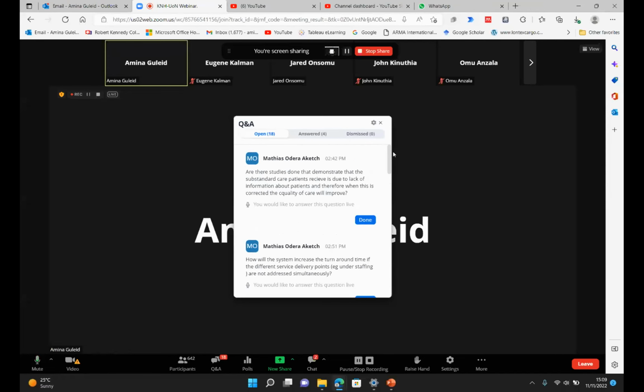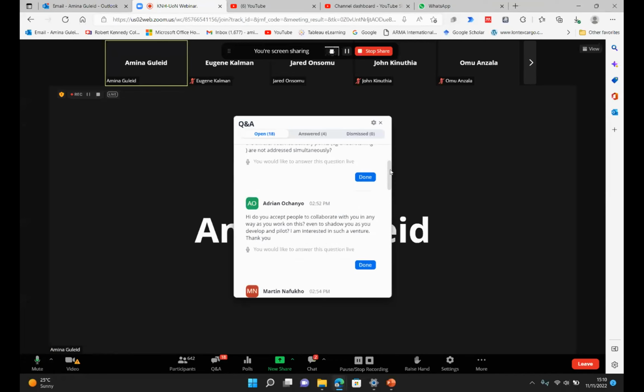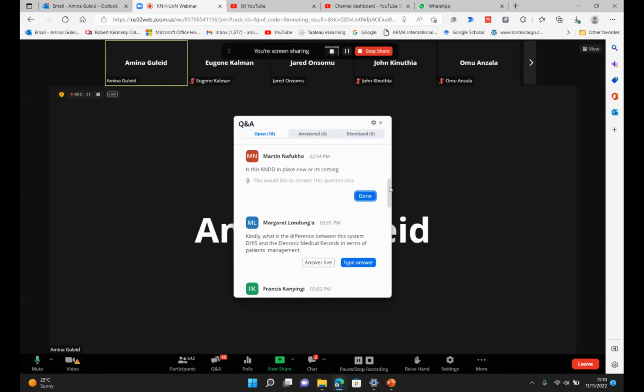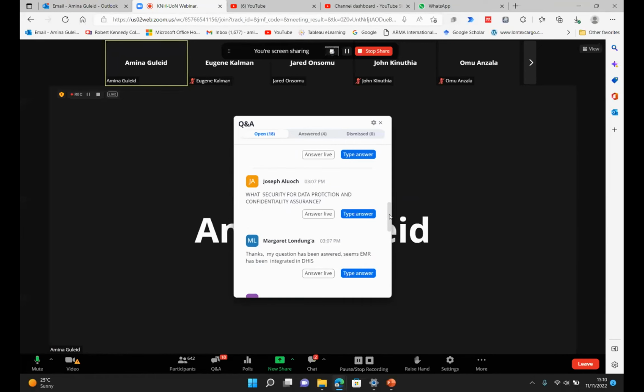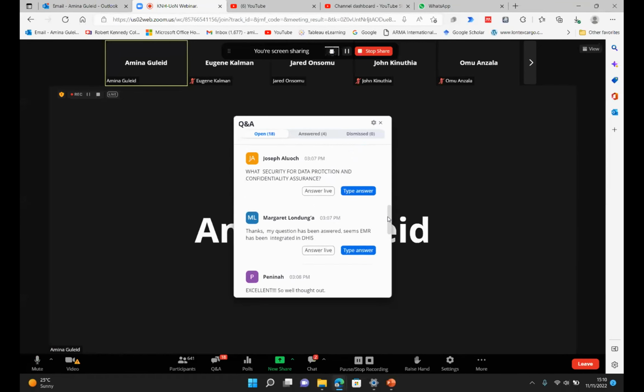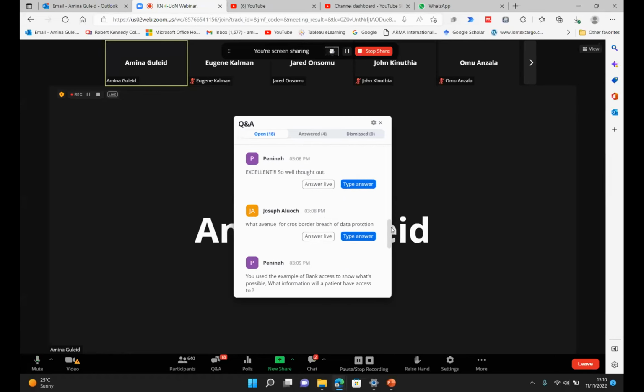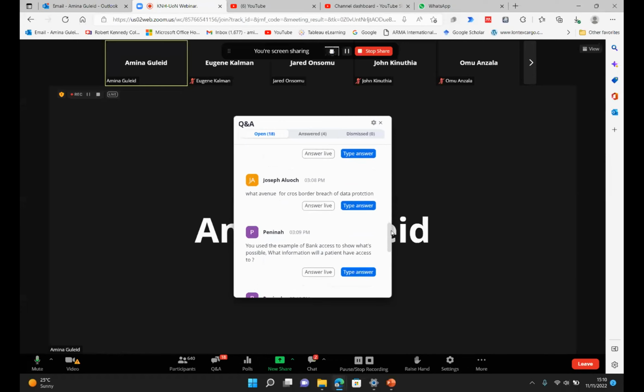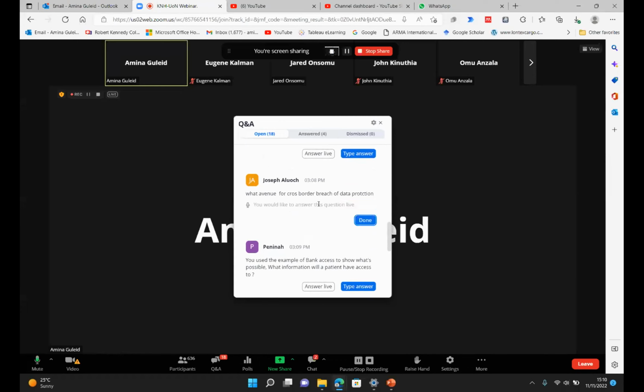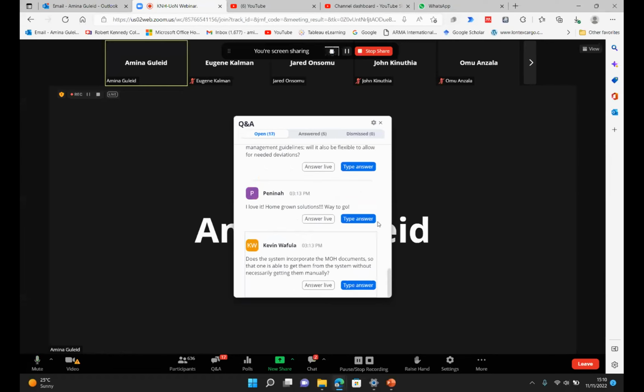We have other questions regarding data protection. We're being asked: what security is there for data protection and confidentiality assurance? And also, what is the avenue for cross-border breach of data protection? Thank you very much. That is a very important question in terms of data security.